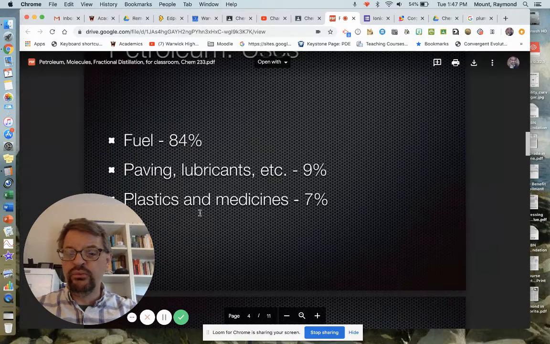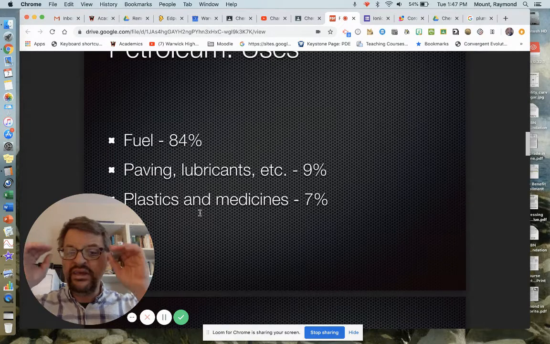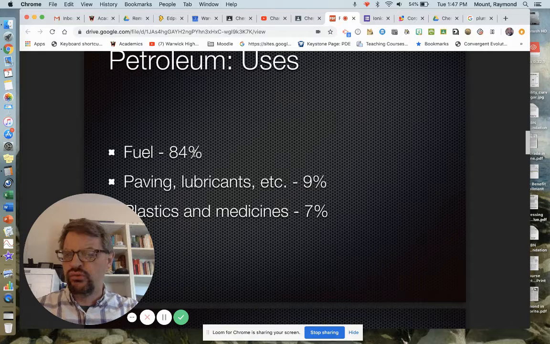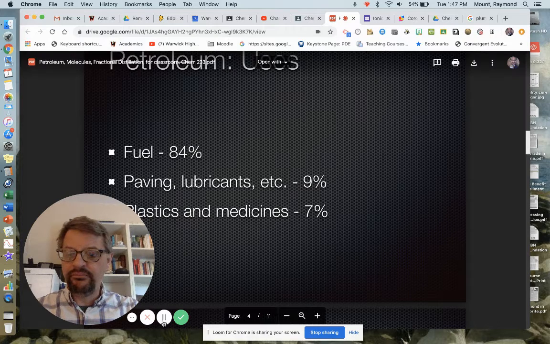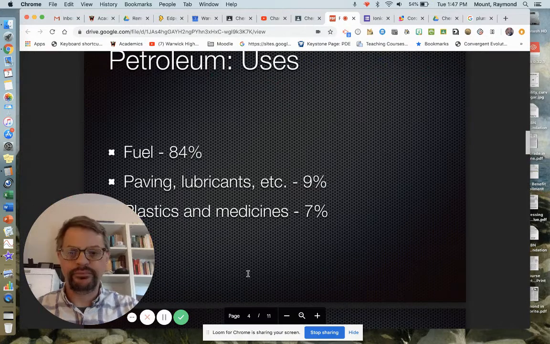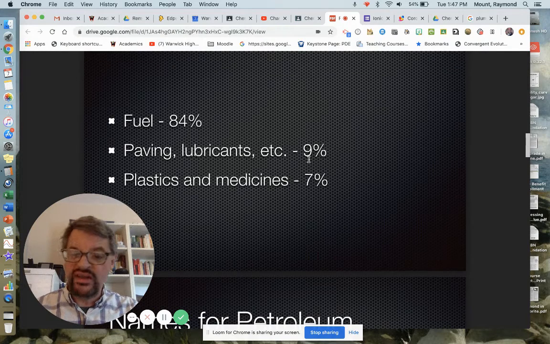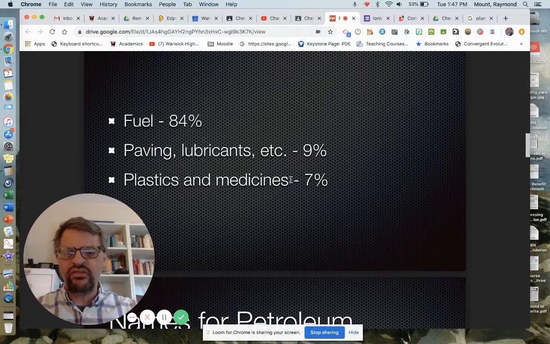Uses. Petroleum is used as fuel, as you probably know. Home heating oil, kerosene, jet fuel, gasoline, etc. And that's about 84% of petroleum is used as fuel. And then things like asphalt, paving, lubricants, etc. That's 9%. Grease, for instance, that's about 9%. And then plastics and medicine, and you are seeing that correctly. Certain medicines can be synthesized, made from petroleum. That's about 7% of petroleum.